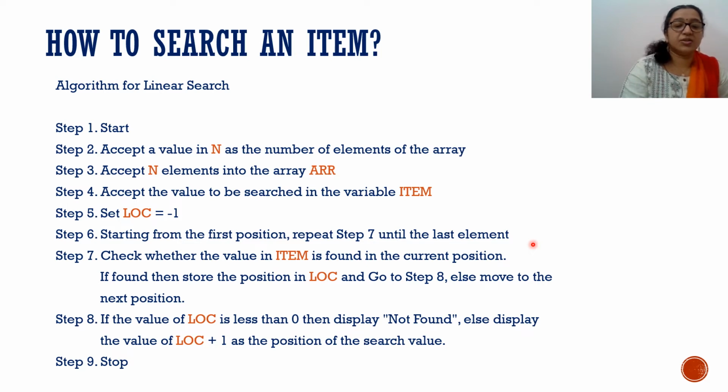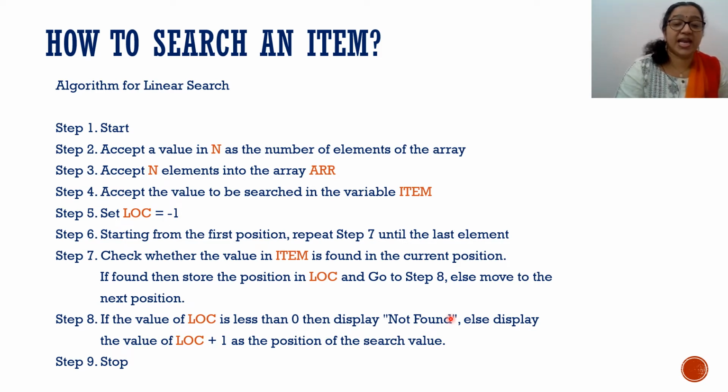Okay. So this is the algorithm, and the last step is stop. So if we got the element, we can print location +1. If we didn't get the element, it means the location is -1 itself, so we can display that the item is not found. So this is the algorithm for linear search. Understood? So one more time I will explain.